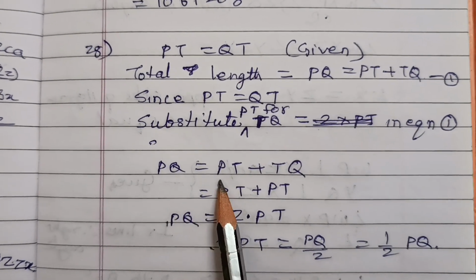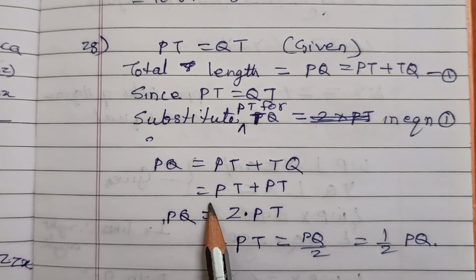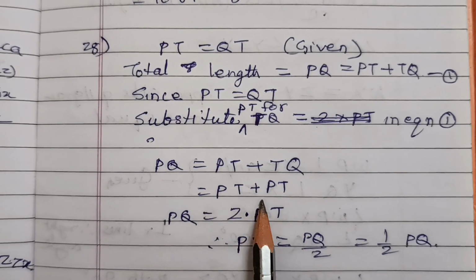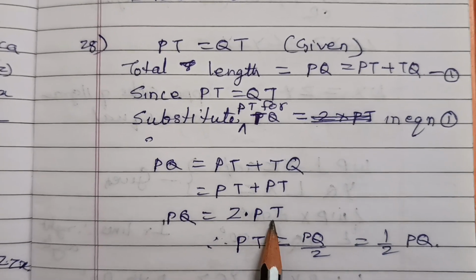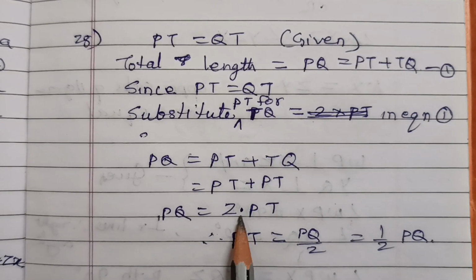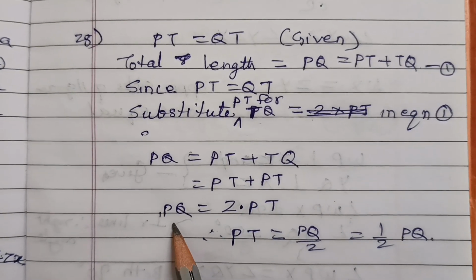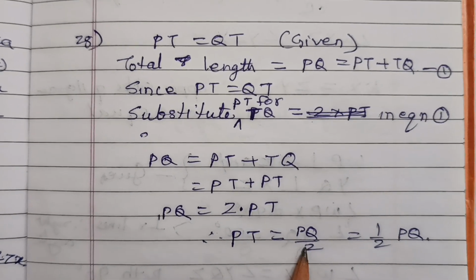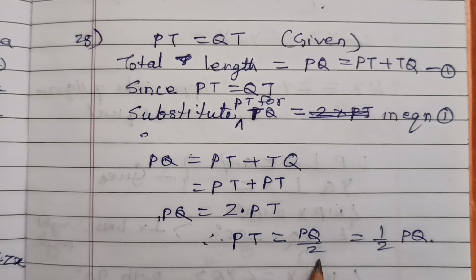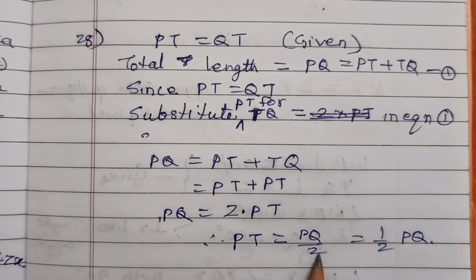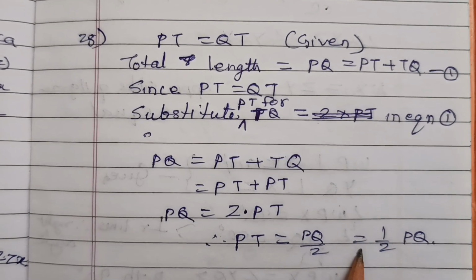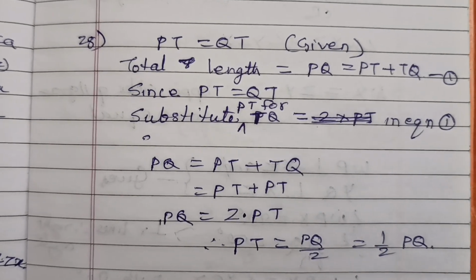So PQ is equal to PT plus TQ. Means PT plus PT is 2PT. Here it is multiplying, so when it comes to the left hand side it will divide. So PT is equal to PQ upon 2, or we can write PT is equal to half of PQ.